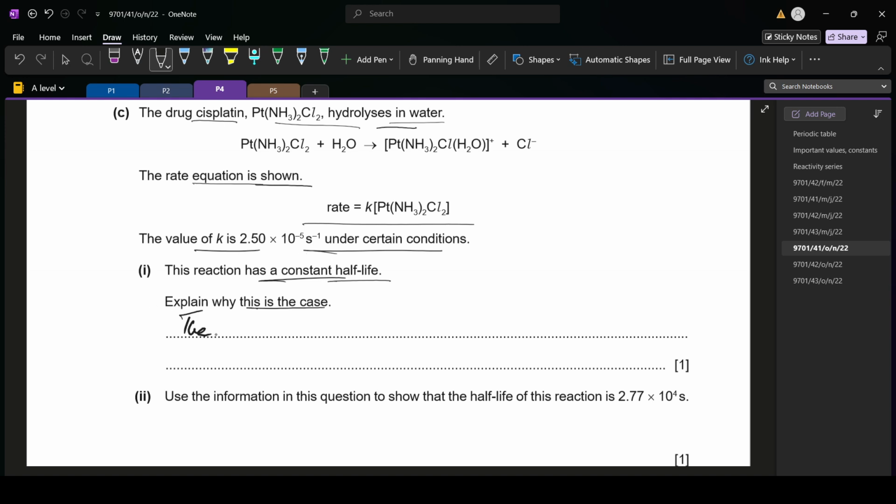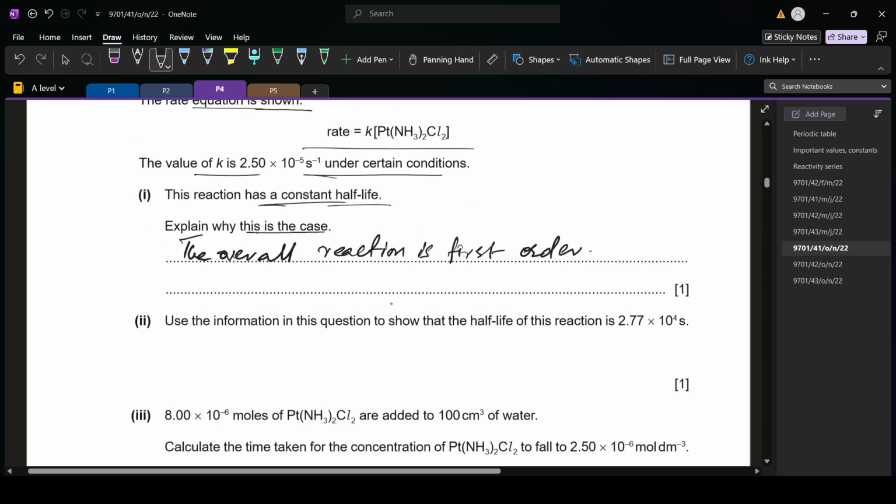The overall reaction is first order, so the half-life of a first order reaction is constant.